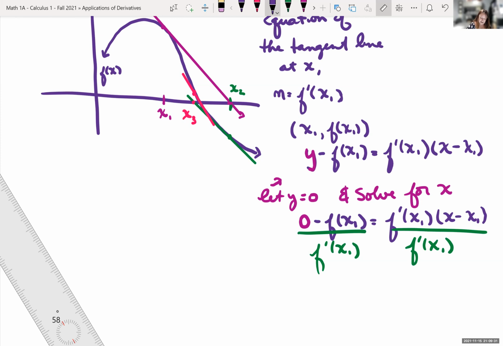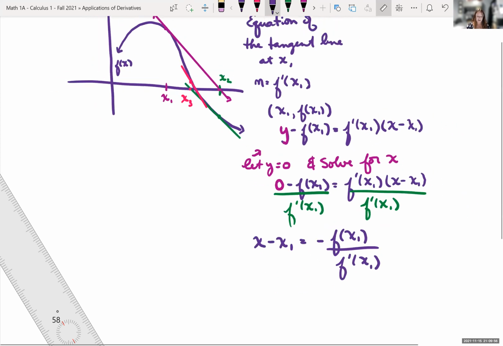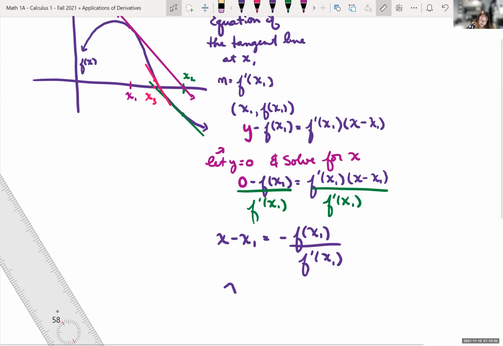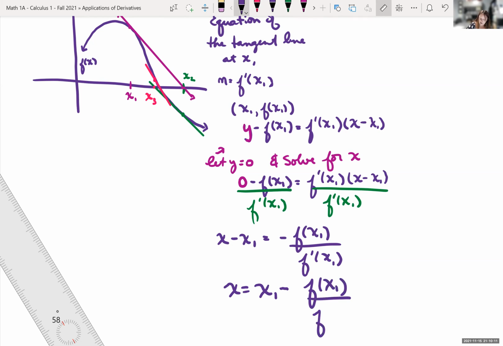So we would be left with, I'm going to just write the stuff that was on the right on the left-hand side now. So I have x minus x sub 1 is equal to negative f of x sub 1, all divided by the derivative evaluated at x sub 1. I'm almost there. So now let's get x by itself. We can add x sub 1 on both sides. So x is equal to x sub 1 minus f of x sub 1 all over f prime of x sub 1.